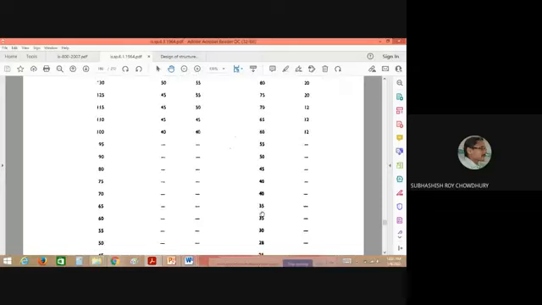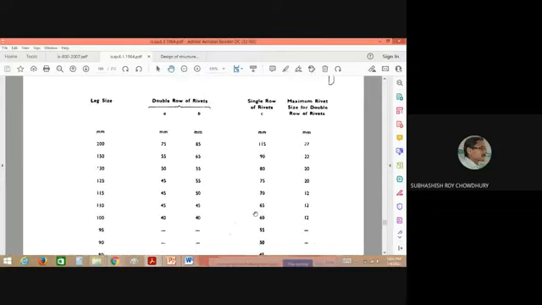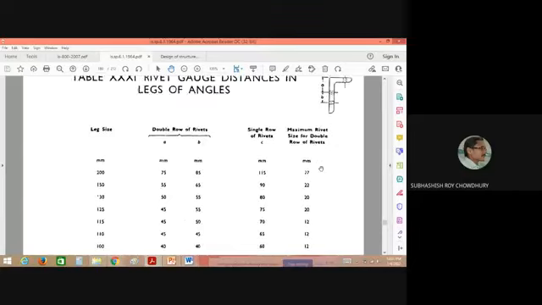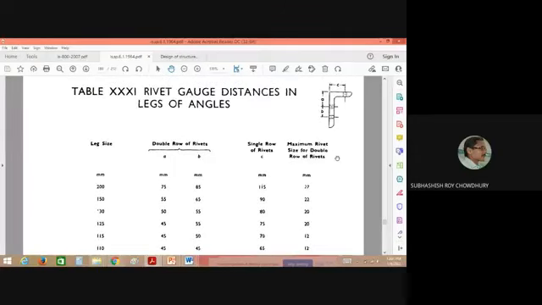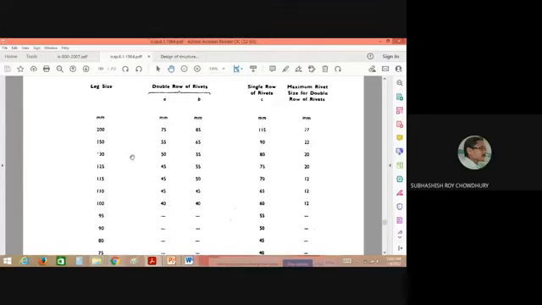Another important point is that if you use a double row of rivets, then obviously with A and B as the locations, the maximum rivet size or bolt size is given here. That is given for the leg size 100 millimeter to 200 millimeter.